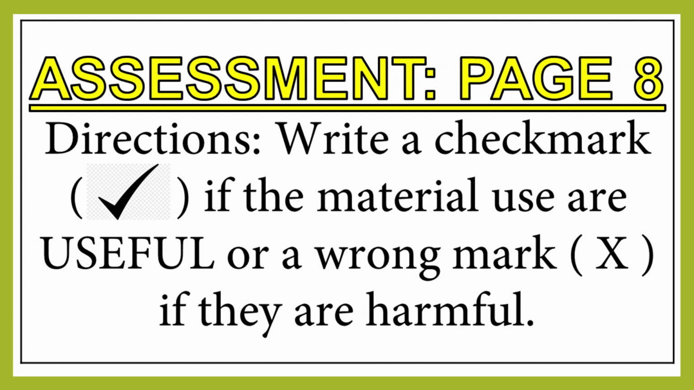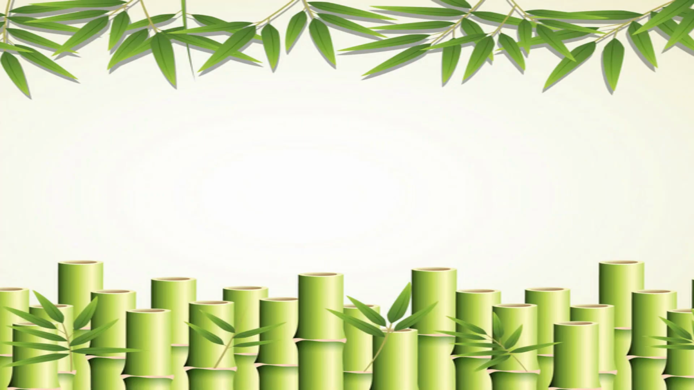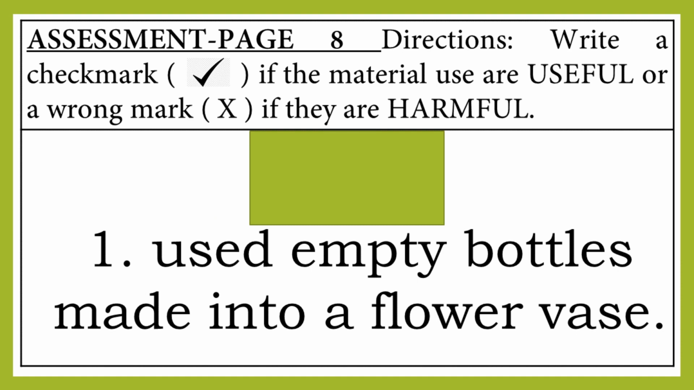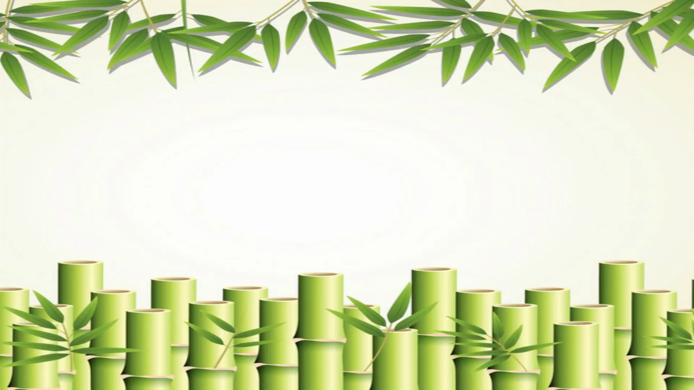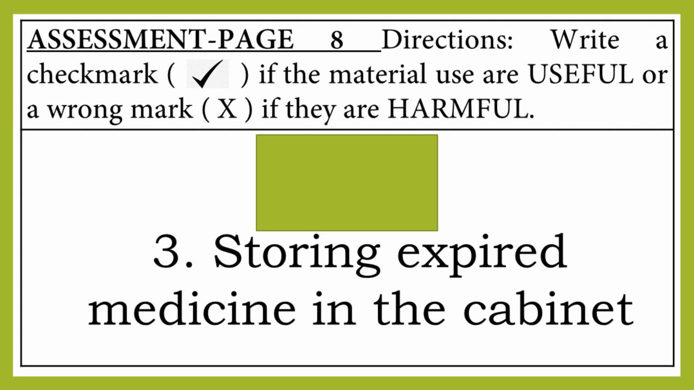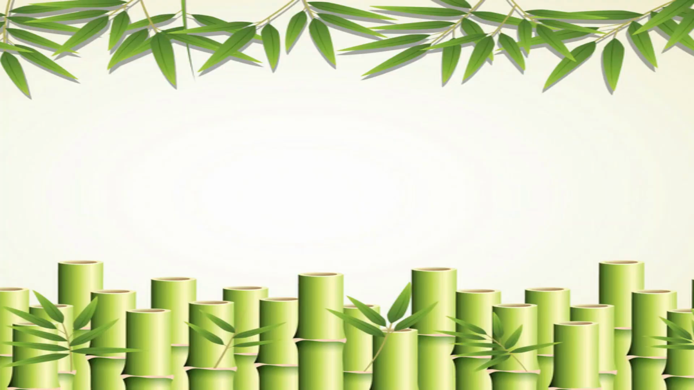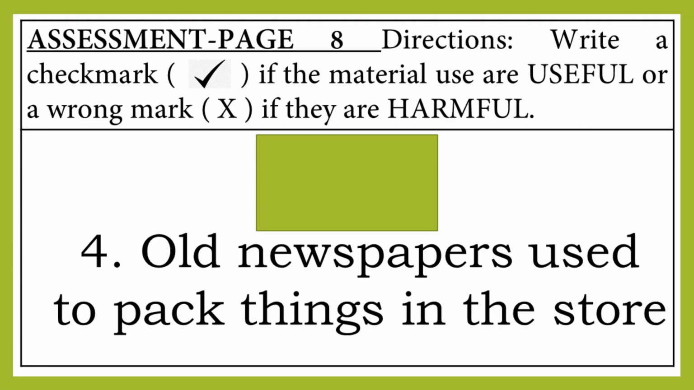Let's check the assessment on page 8. Number 1. Used empty bottles made into a flower vase. That is check. Number 2. Fruit and vegetable peelings converted into fertilizers. That is check. Number 3. Storing expired medicine in the cabinet. That is wrong. Number 4. Old newspapers used to pack things in the store. That is check.